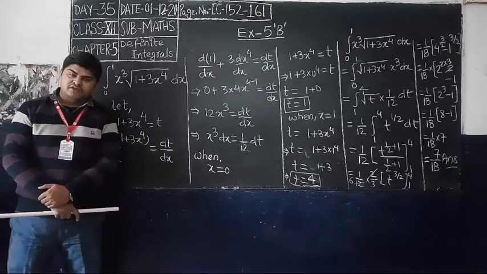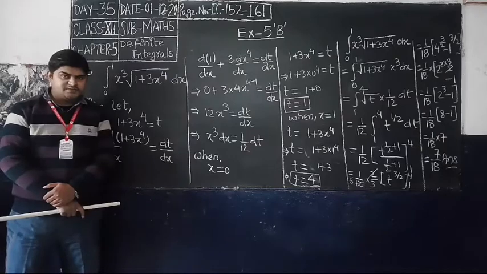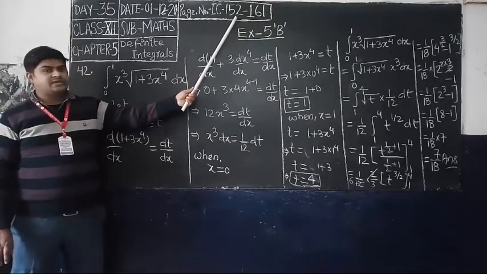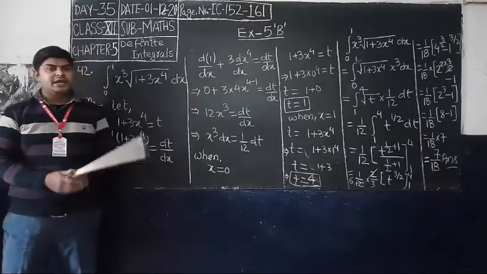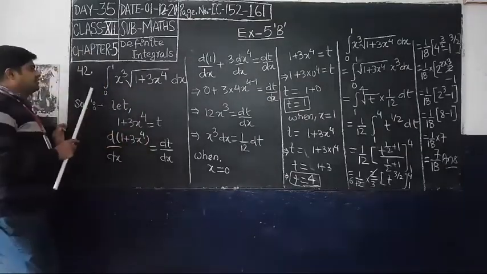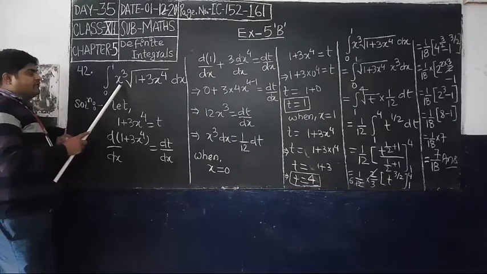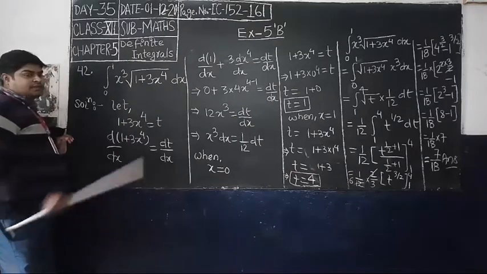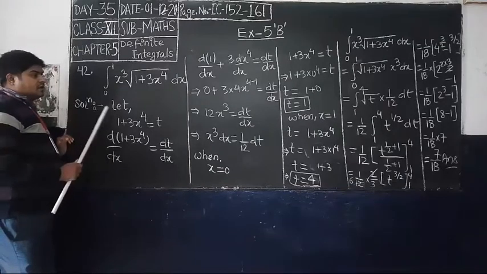Today I will solve some more questions of the same exercise 5B. So I request all of you to please sit with pen, notebook and mathematics book, and turn to page number 152 to 161. There, in exercise 5B, see question number 42. Find the integration of x cube under root 1 plus 3x to the power 4 dx with limits 0 to 1. Solution.